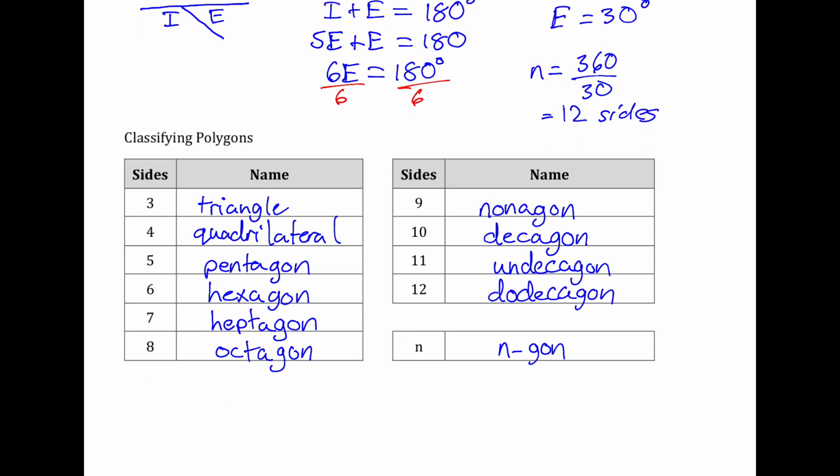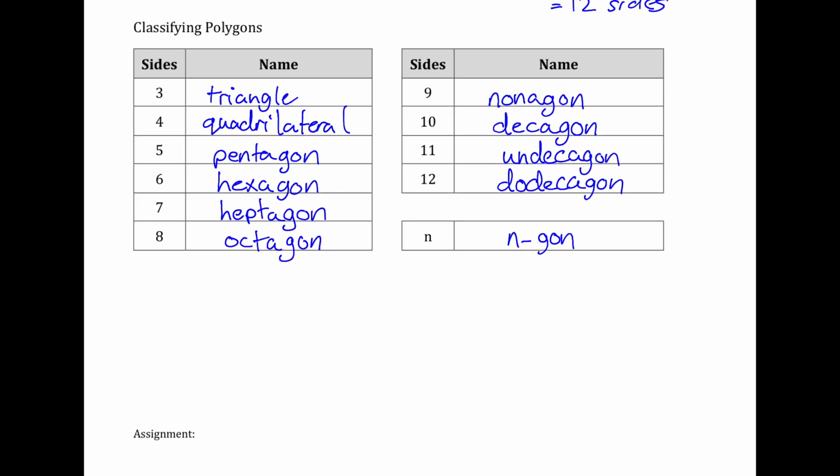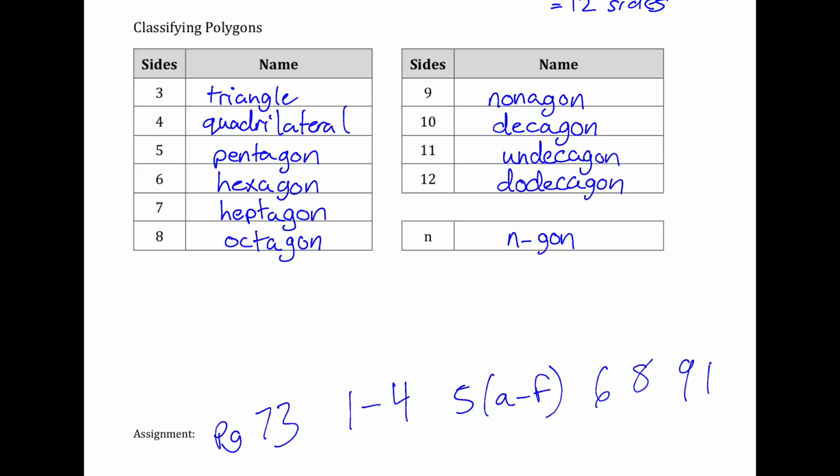Did I write down what you should do now? I didn't. Let's write down what it is. It's page 73, and it's 1 through 4, 5 A through F, 6, 8, 9, 13.